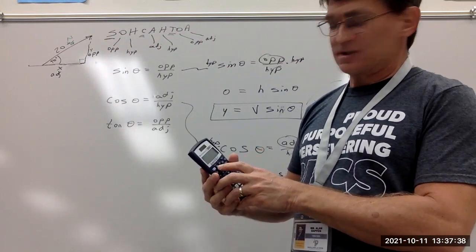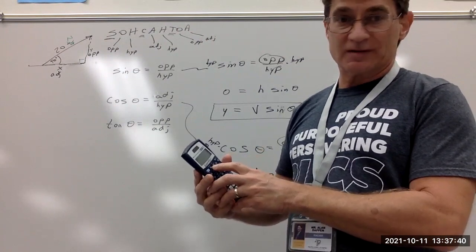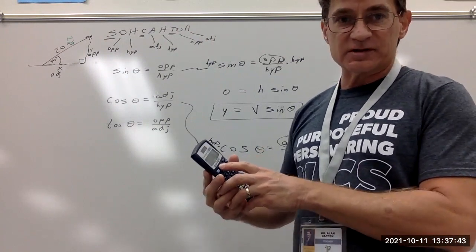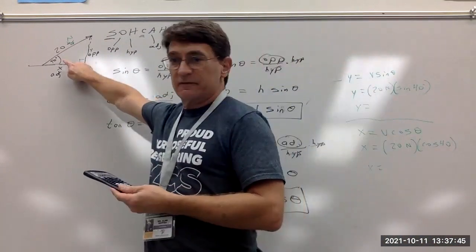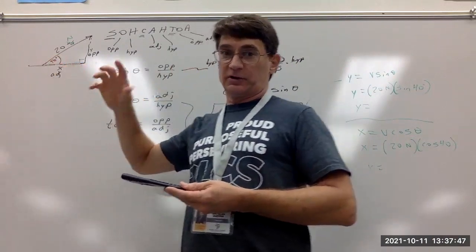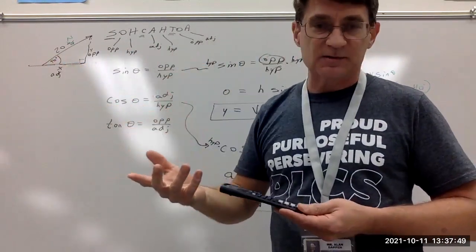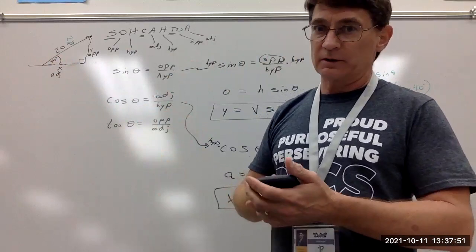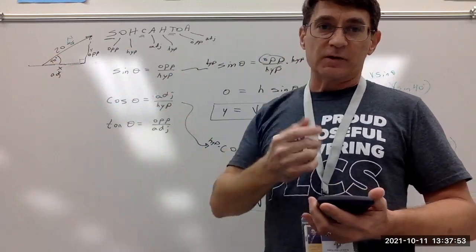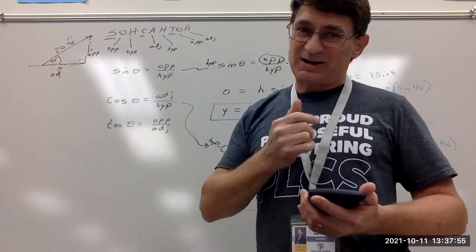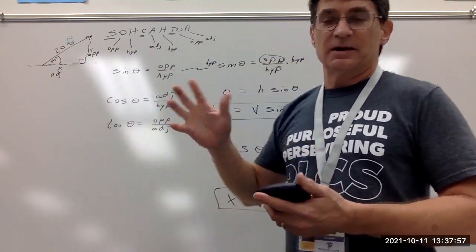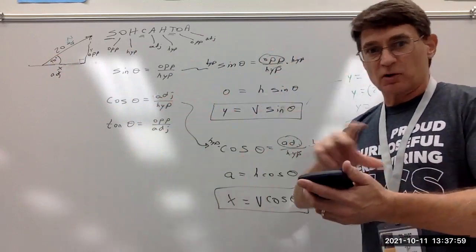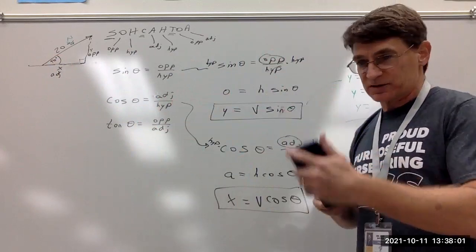My calculator has a DRG button, degrees, radians, gradians. I want to make sure it's set for degrees because this angle was 40 degrees. Very rarely do I give you an angle in radians. Never will I give you one in gradians. Those of you who are in pre-calc trig where you start dealing with radians, you might have to go back and forth with your calculator, but make sure you're in degrees mode.